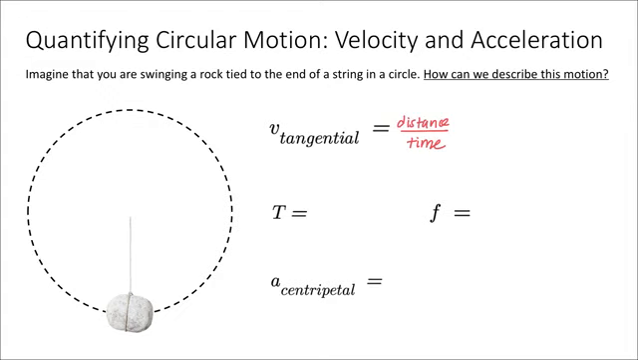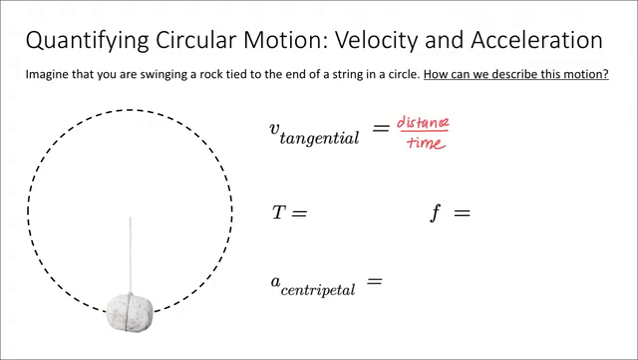Well, if I think about this rock making one full, we call it a revolution, or one full way around the circle, then how far did it go? In other words, what distance did the rock travel if it went all the way around the circle? Well, we can call that the circumference of the circle, right? It's made one full circumference.